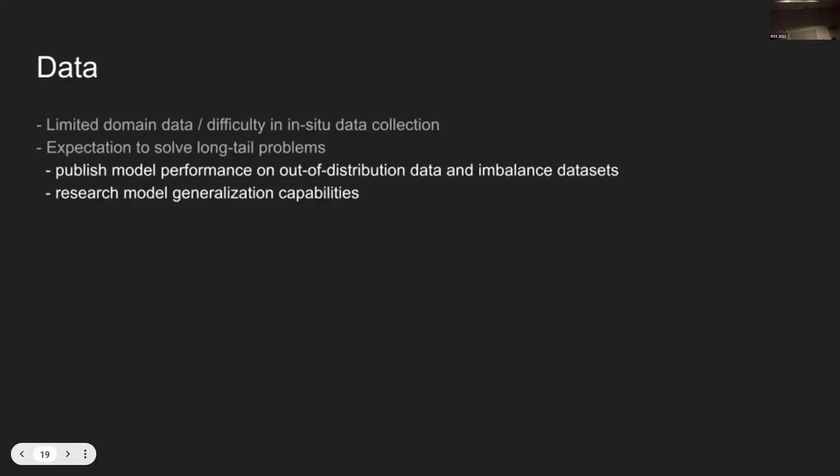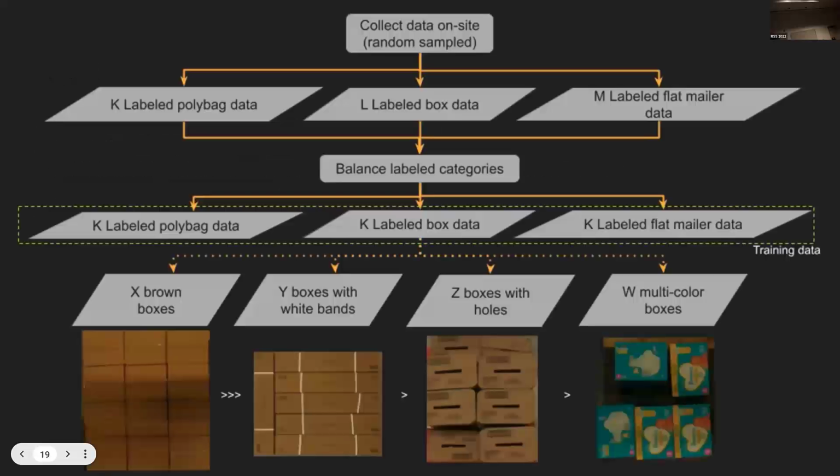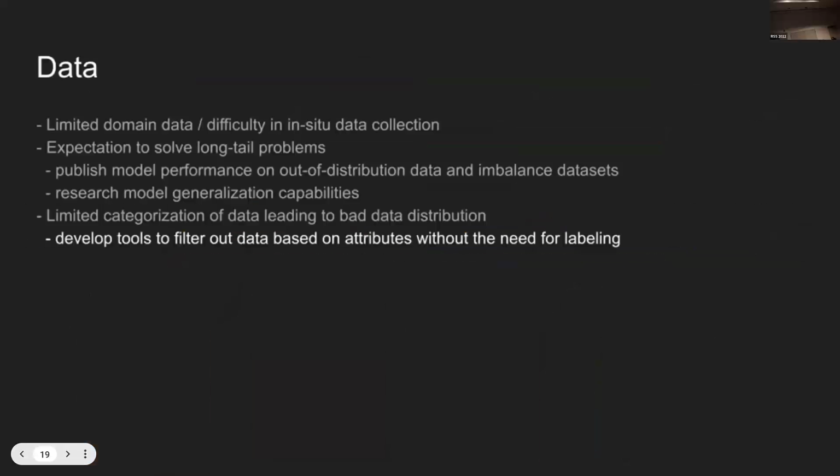I want to also talk about imbalance in data for subcategories of products. To explain that, I'll try an example. Consider you collect data on site. This is random sampling, right? And then you label it in three categories: polybags, boxes, and flat mailers. Because it's labeled now, you can balance it before training. However, despite that, the box data typically has a large skew towards brown boxes because they're more popular versus multicolored boxes. And our recommendation here is to develop more tools to isolate packages based on their attributes, so things like embeddings or unsupervised learning models.